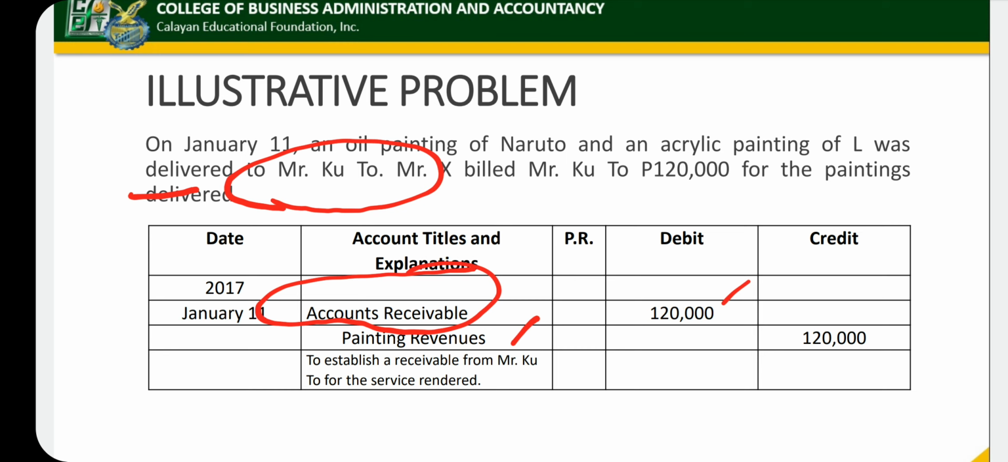So, we debit accounts receivable instead of cash since there is no cash payment made by Mr. Kuto yet. And we credit it to painting revenues, 120,000 pesos. Class, under accrual principle, we record income regardless of when we receive cash payments, diba? So, we record income if we have already rendered our services to our clients or to our customers, not when cash payment has been made.